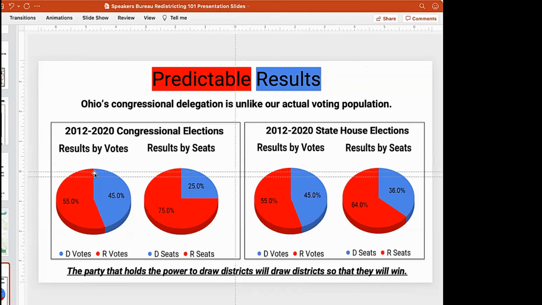What has happened as a result of the current gerrymandering is that the results are predictable. The box on the left represents the congressional elections in the last decade. About 55% of the votes were Republican, but they got 75% of the seats. In the next box, it looks at the same process in the state elections. 55% of the votes were Republican, and they got 64% of the seats. And that's going to continue until we change it.